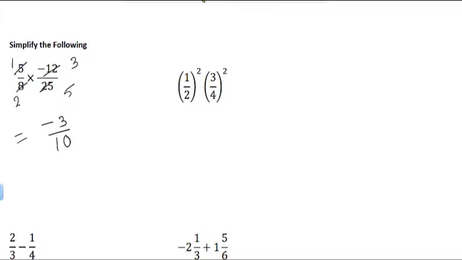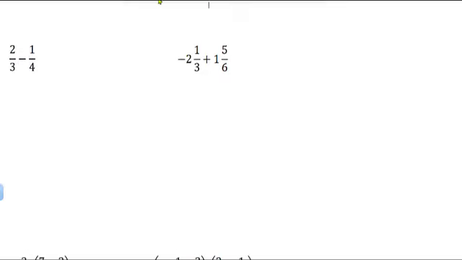Now in this question, there is a square. So now this will be 1. Square of 1 is 1. Square of 2 is 4, times square of 3 is 9, and square of 4 is 16. Now you cannot cancel here. That's why you multiply 1 and 9, which is 9, and you multiply 4 and 16, which is 64. So this is the simplest form.